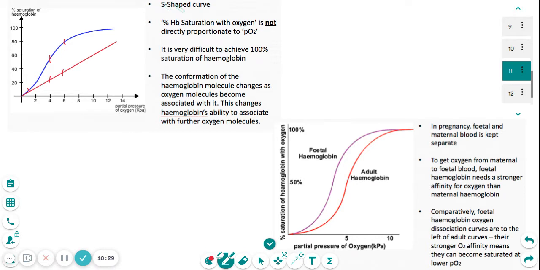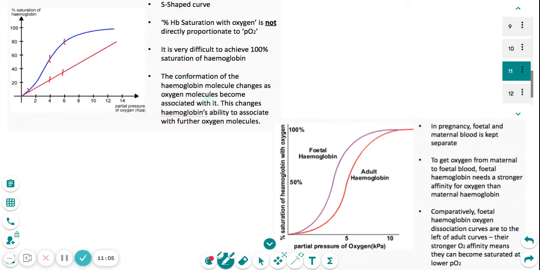Okay, so let's have a look at this. The hemoglobin dissociation curve is always S-shaped. Percentage of hemoglobin saturation with oxygen is not directly proportional to partial pressure of oxygen. If it was, you'd expect this straight line. That's not what's happening. It's very difficult to achieve 100% saturation of hemoglobin. So usually you'll see that it gets up to about 98, 99%. Just that 100% at the end is difficult to achieve.